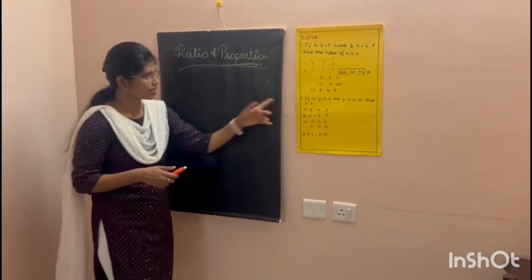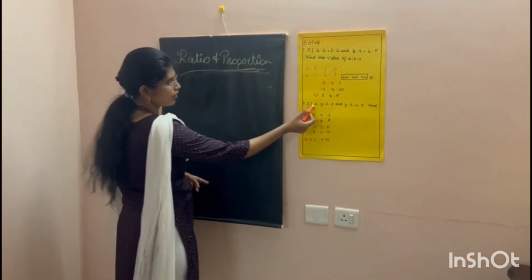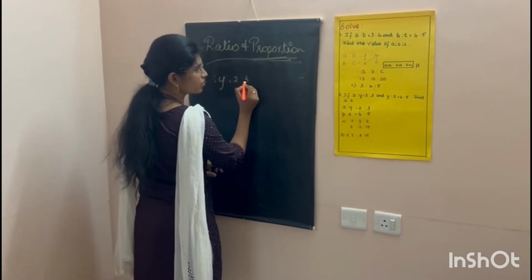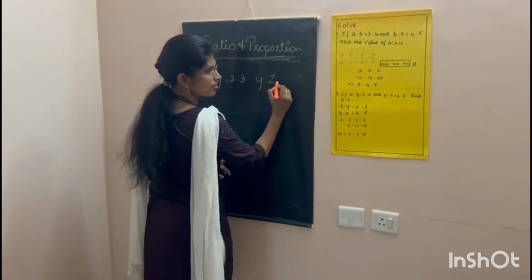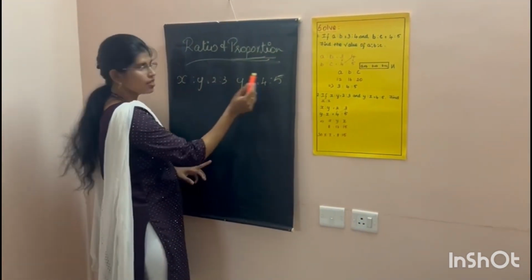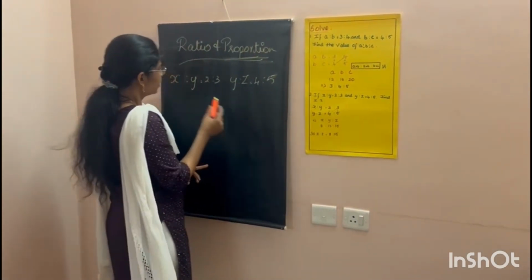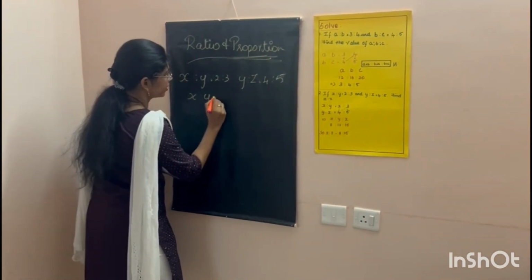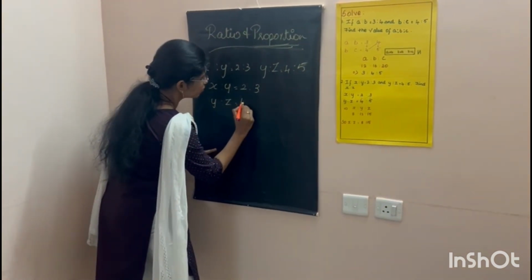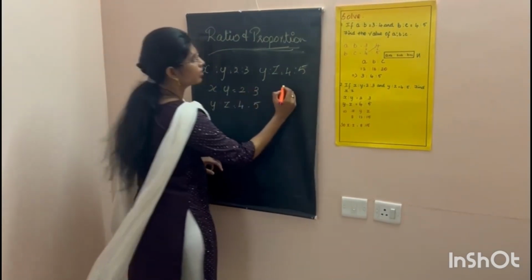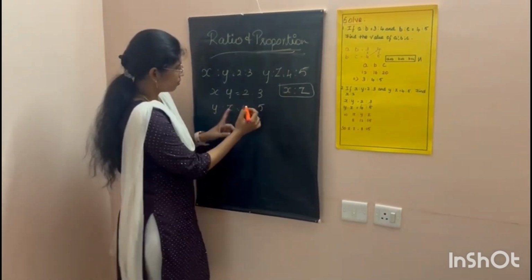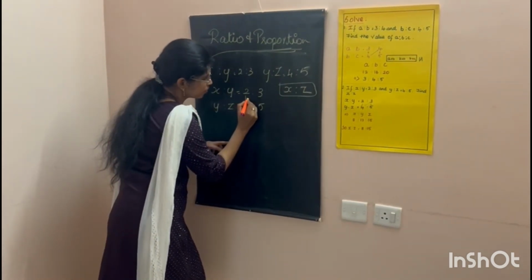For better understanding, let's take another example with different variables. Let's take x is to y is equal to 2 is to 3 and y is to z is equal to 4 is to 5. Here the values of x, y and z are all different numbers. First we write x is to y is equal to 2 is to 3 and y is to z is equal to 4 is to 5. They asked to find x is to z. First we have to multiply, drawing the arrows down. First it is 2 into 4.